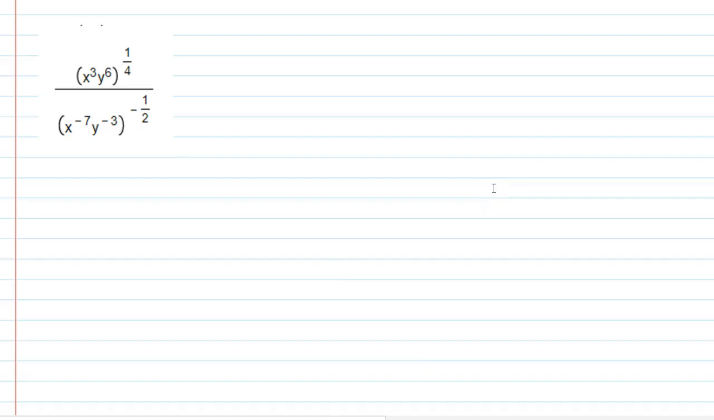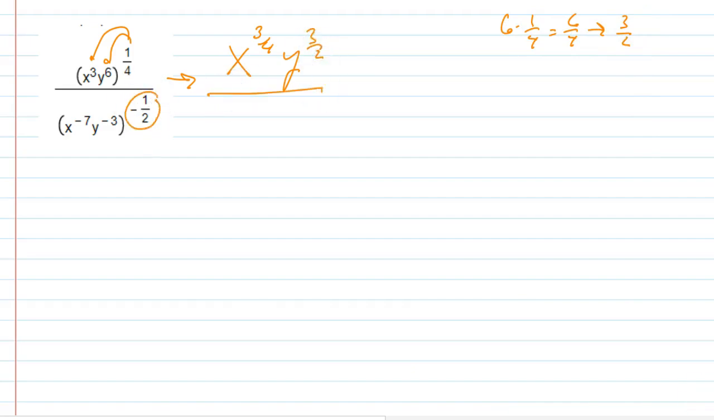Now here's one combining multiple things we just talked about. The 1/4 talks to both the 3 and the 6 on the top. So that's going to give you x to the power of 3/4 and y to the power of 6 times 1/4 gives me 6/4, which reduces to 3/2. So y to the power of 3/2 on top over. This negative is going to distribute through. Now notice a negative times a negative is a positive for both of these. That gives me x to the power of 7 halves and y to the power of 3 halves.